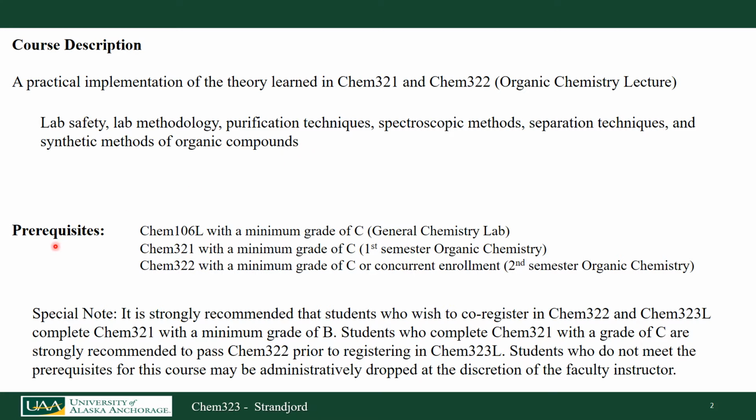The prerequisite for this course is typically that you should have taken Chem 322. However, you can take this course concurrently with 322 because the material you need from 322 you'll cover early in the semester and you won't need it till late in the semester. So read this special note if you are currently taking Chemistry 322 at the University of Alaska Anchorage.